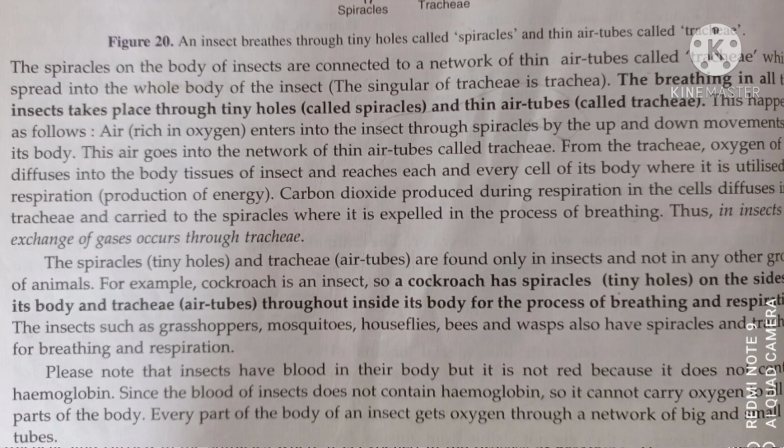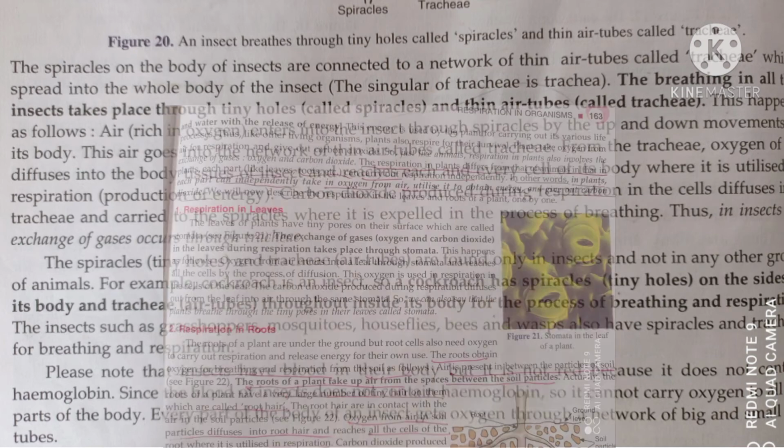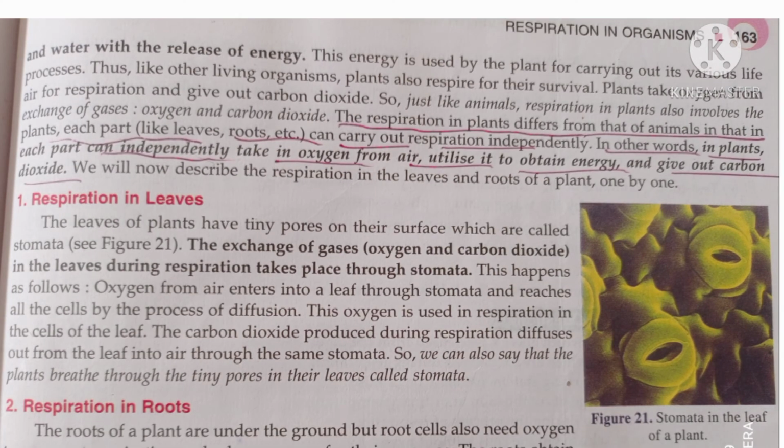Dear students, do you know that insects do not have red blood in their body? Why? Because the blood does not contain hemoglobin. Since the blood of insects does not contain hemoglobin, it cannot carry oxygen to all the parts of the body. Every part of the body of an insect gets oxygen through a network of big and small air tubes called tracheae. Now let us discuss the next topic, respiration in plants.